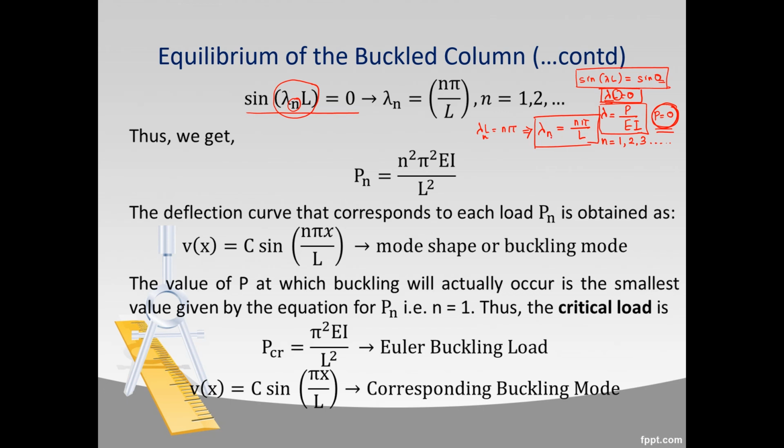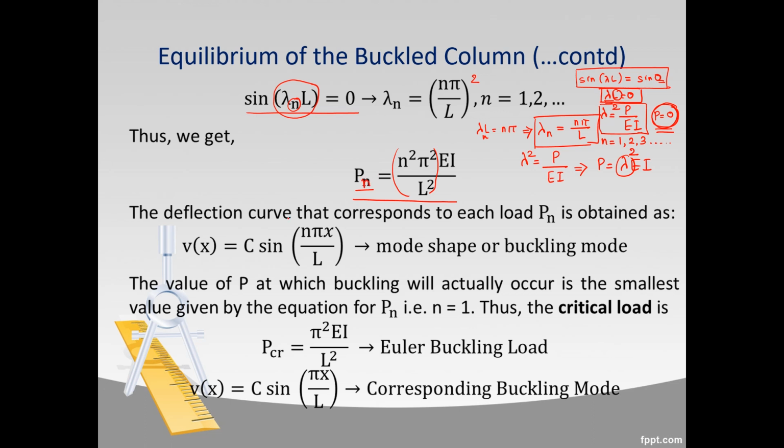Now if you substitute this general value of lambda in our equation, lambda square equals to P by EI, such that P is now given as lambda square EI. So the nth value of P is given by Pn. Sorry, this is lambda square here. So lambda square is now n square pi square by L square, into EI. We just squared this value here. So this now gives us the value of the load acting on the column for the nth mode.